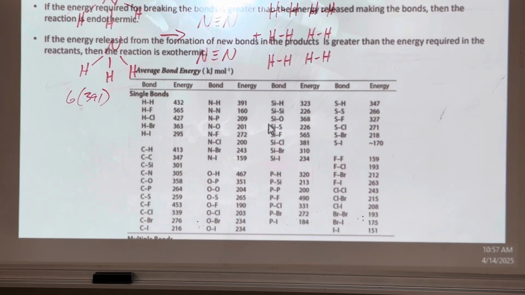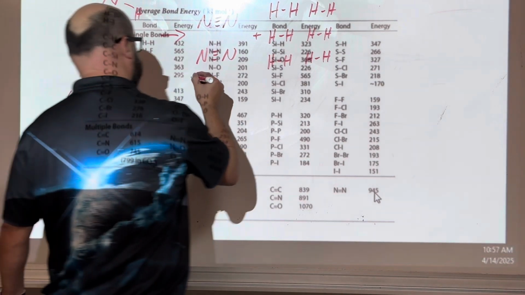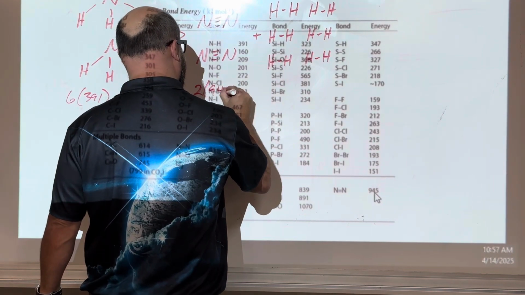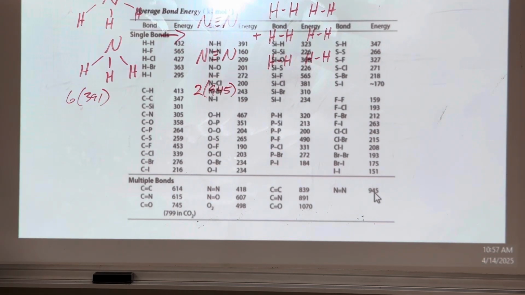We have 2 triple bonded nitrogens. So let's find that down here. No, that's double. Triple bonds, 945. So 2 times 945. And then lastly, we've got 6 hydrogen to hydrogen, which was 432.